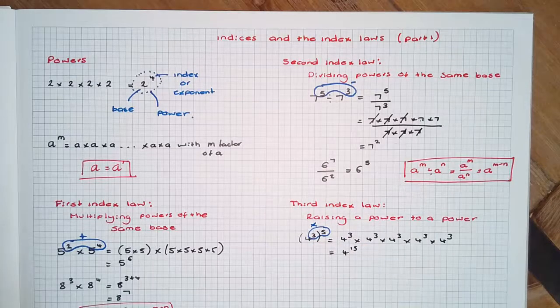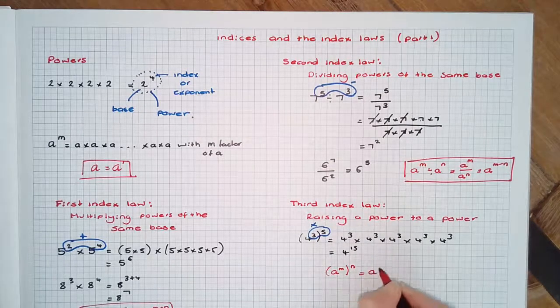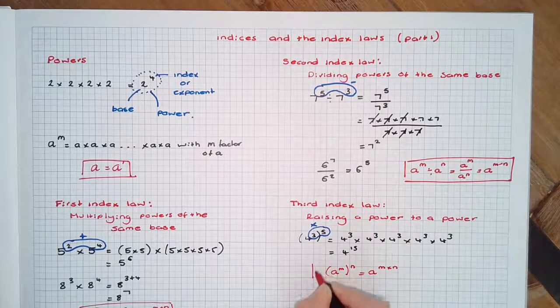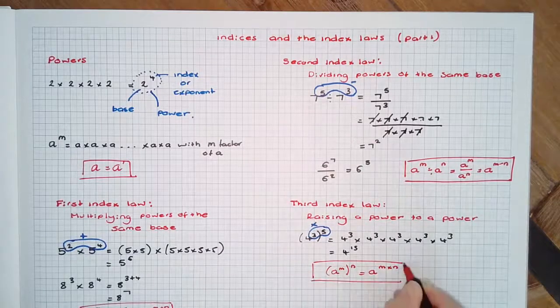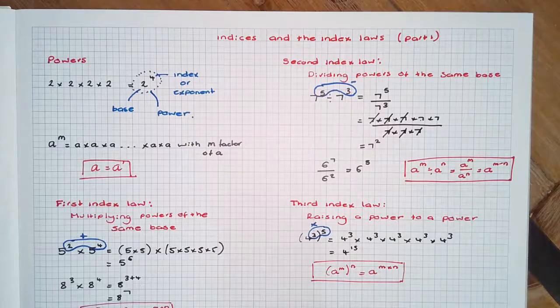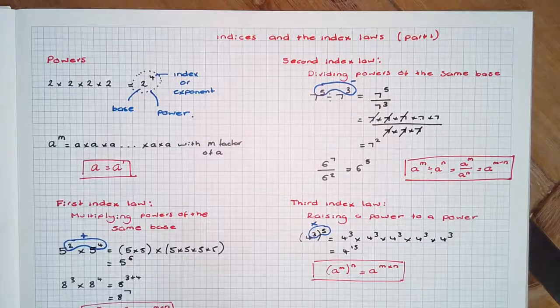That is our rule. Any number to a power to another power, we simply can multiply the indices. In the second video, we'll introduce some more index laws.